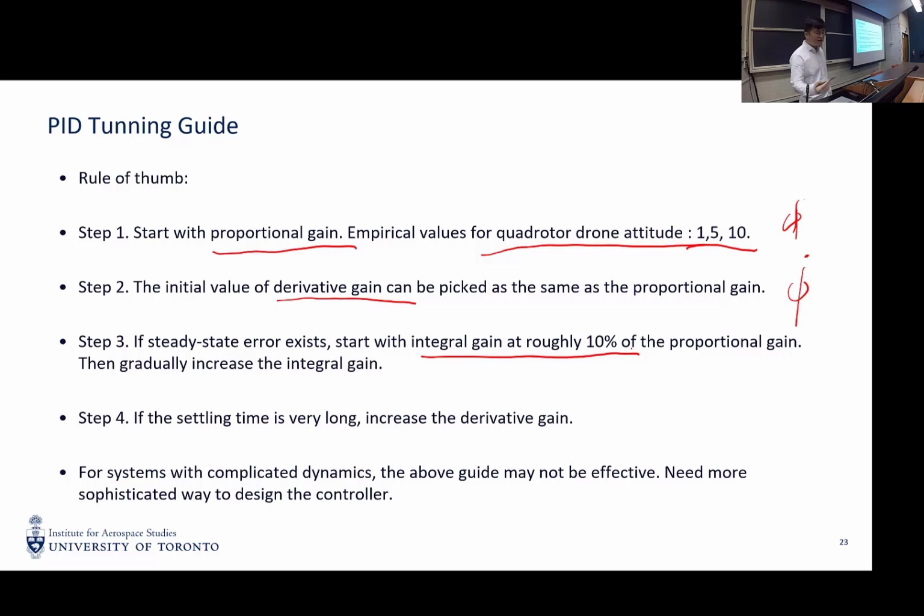And if settling time is very, very long, try to increase the derivative gain. But keep in mind that those tuning rules only are effective for very simplified systems, for example, linear systems. If your system has very strong nonlinearity in it, you need to use a more sophisticated way to design a controller, rather than relying on PID tuning. Good. Questions?